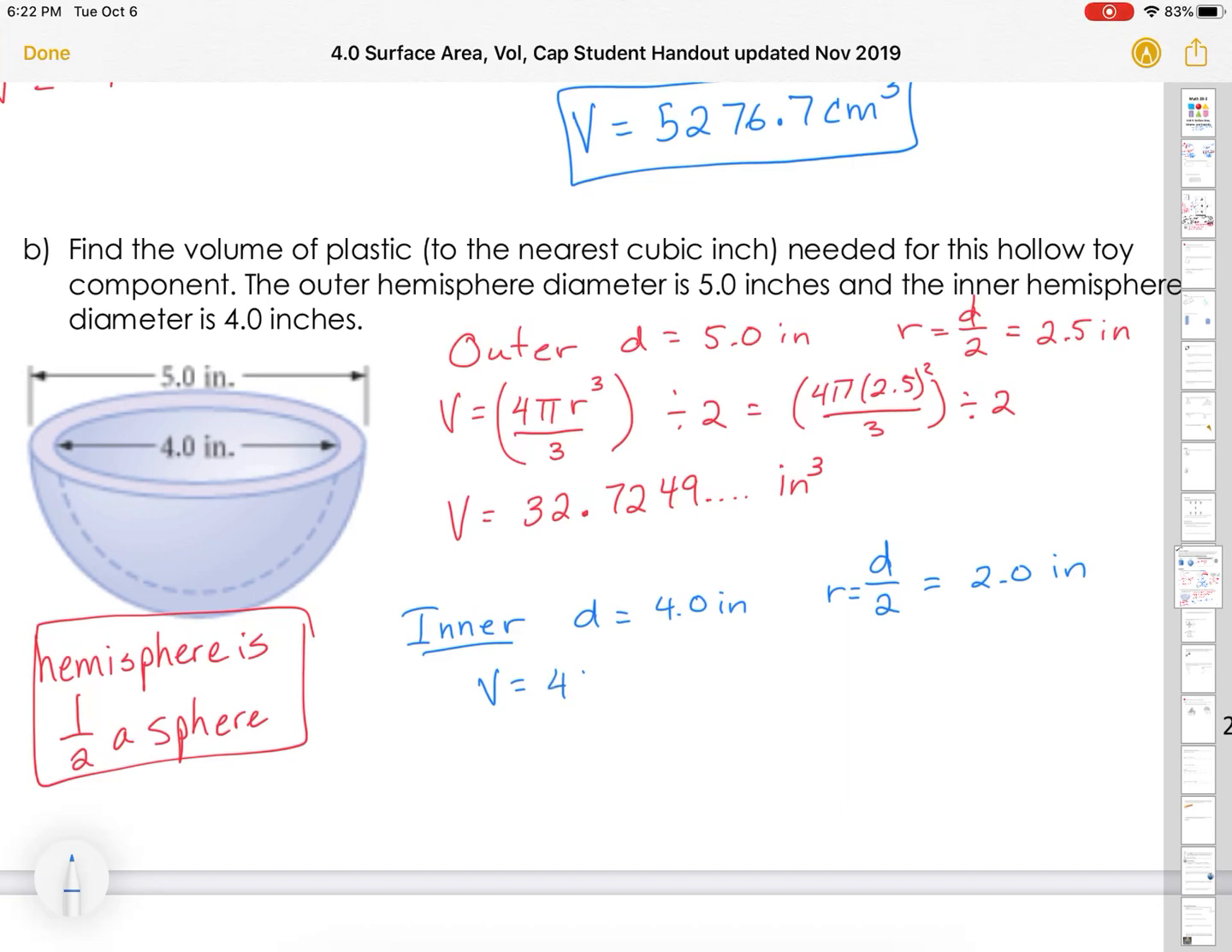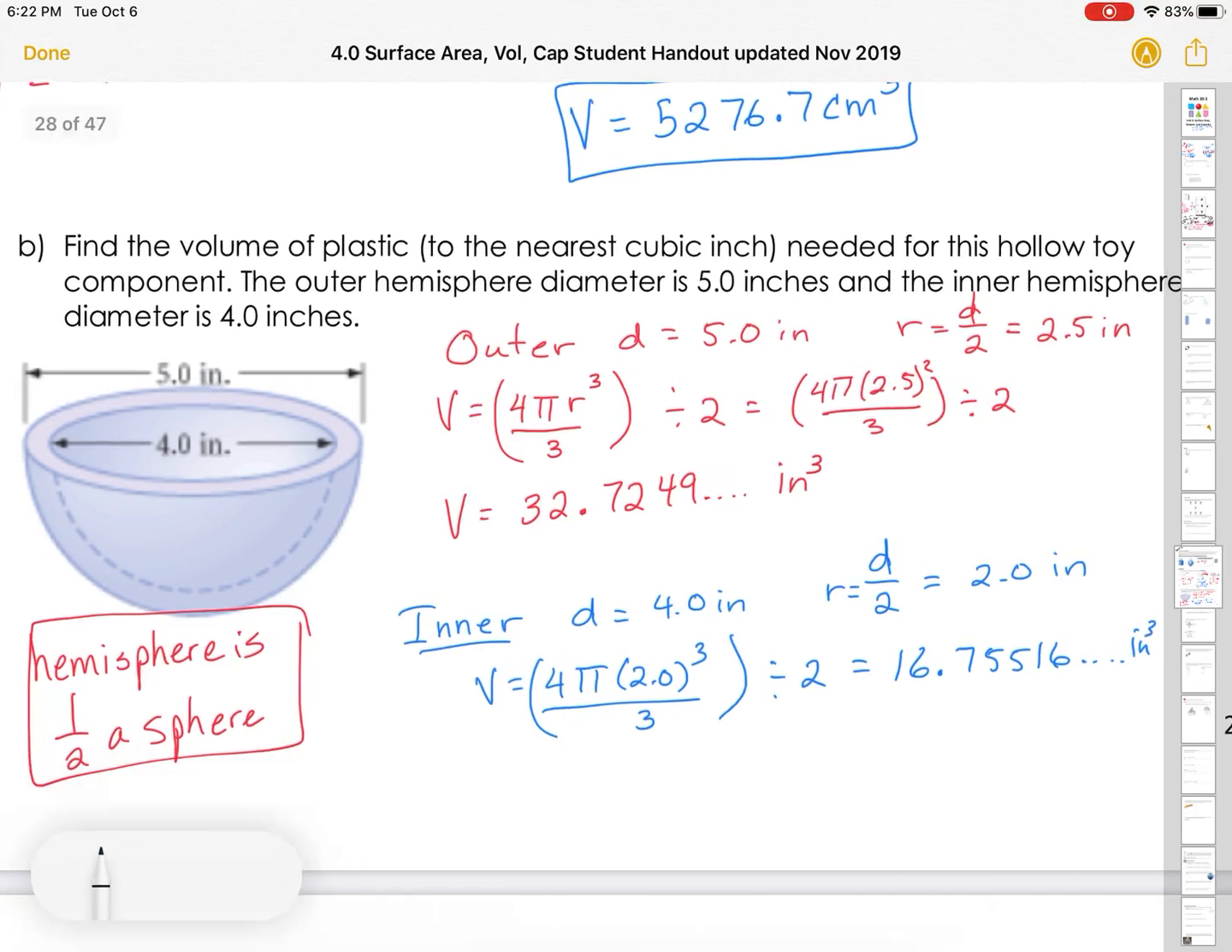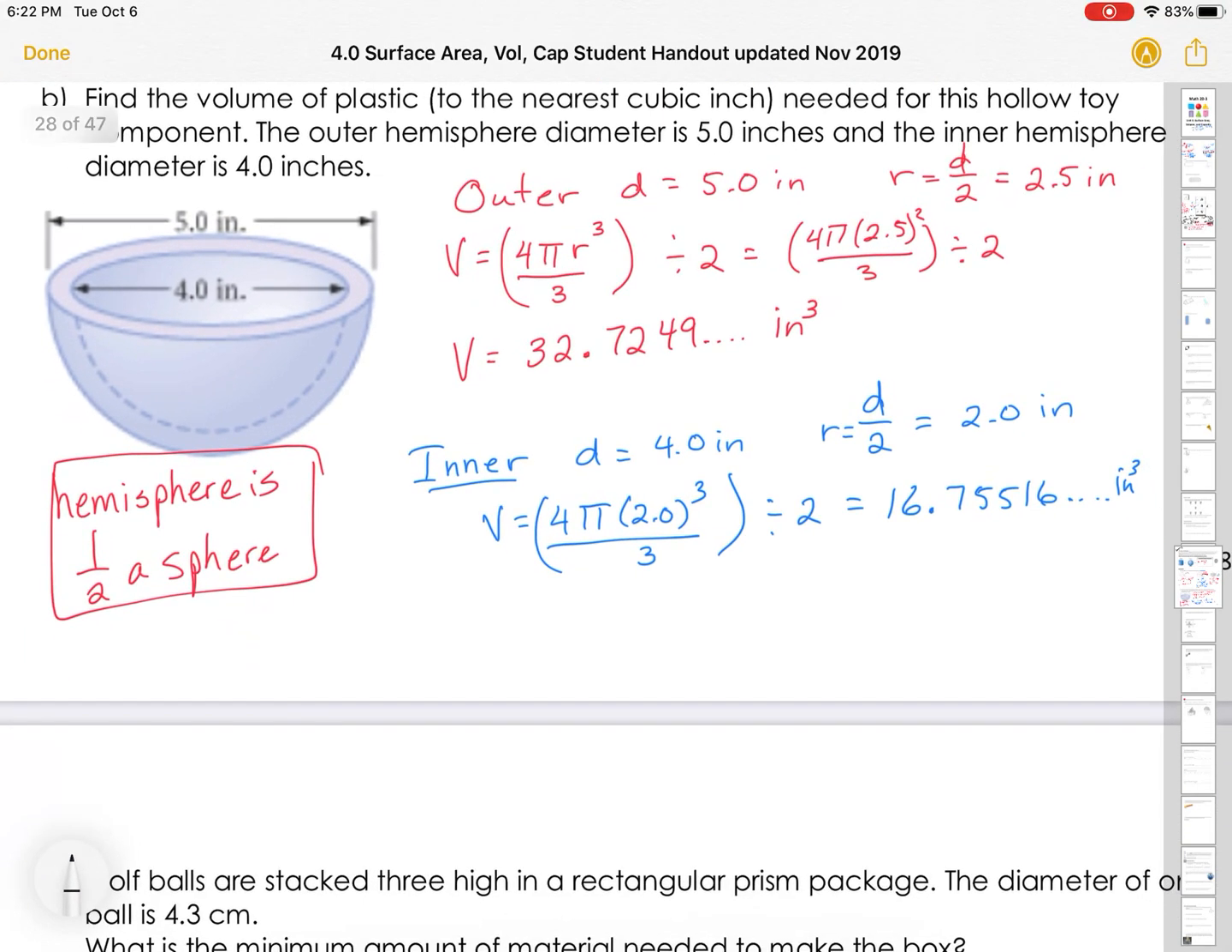Now my inner hemisphere volume is 4 pi. Now instead of 2.5, I have 2 inches cubed all over 3. I'm putting it in brackets and then I'm dividing by 2. And when I figure this out, I get 16.75516 ... inches cubed. So remember I said we have to subtract.